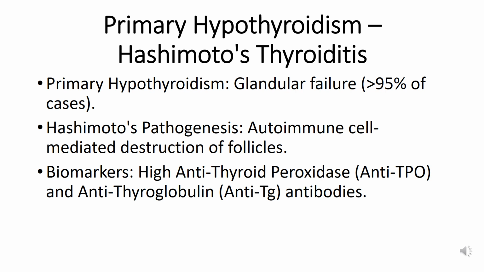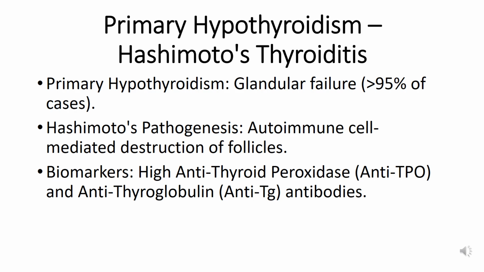Hashimoto's thyroiditis illustrates how a dysregulated immune system can gradually impair endocrine function. Through persistent autoimmune destruction of thyroid follicles, the gland slowly loses its ability to produce hormones. Recognizing the role of autoimmune mechanisms and antibody biomarkers is essential for understanding the pathogenesis, diagnosis, and long-term management of primary hypothyroidism.